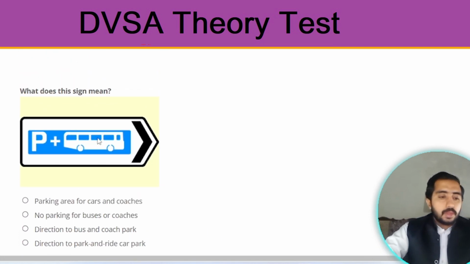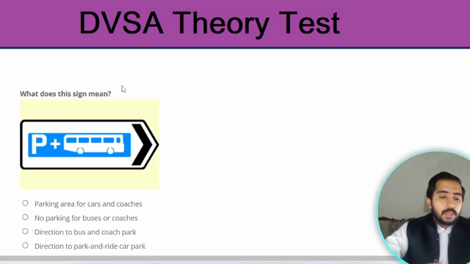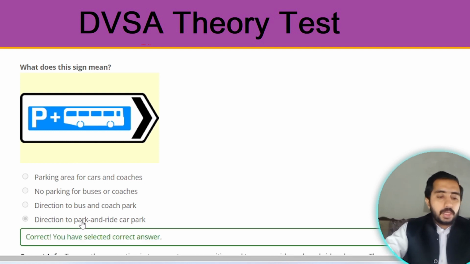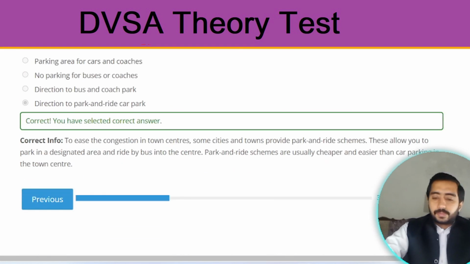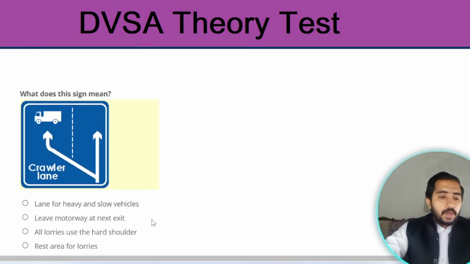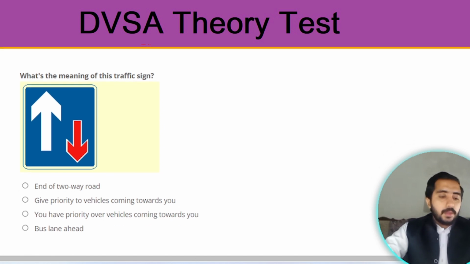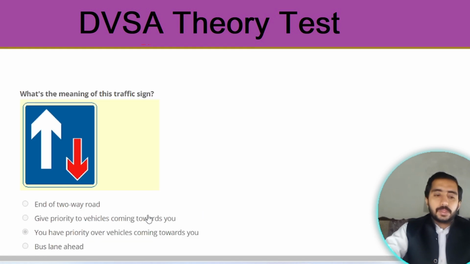Next question, what does this sign mean? This sign is represented by parking area for cars, direction to the bus, direction to the park and ride car park. Option D is the correct one. Next symbol, and this one is represented by lane for heavy and slow vehicles. Option A. What does this sign mean? This sign is represented by you have priority over vehicles coming towards you. Option C is the correct option.